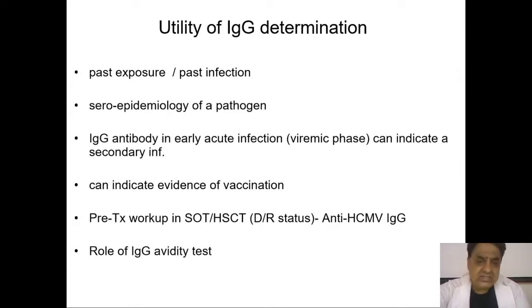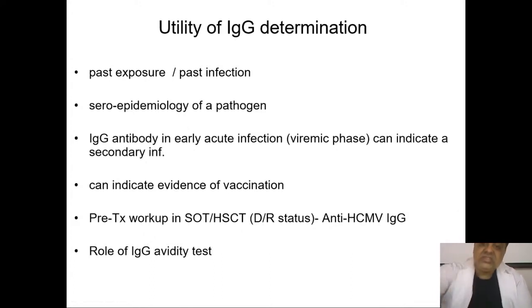I can go to the community and take the blood sample and do an IgG ELISA and see how many of these individuals, healthy individuals, were exposed to rubella virus as young adults. So, IgG has a very important role in seroepidemiology. Okay. Now, IgG antibody can also develop in early acute infection in the early phase, and this may help to differentiate primary from secondary infections.